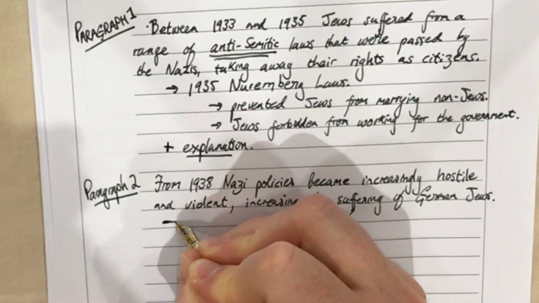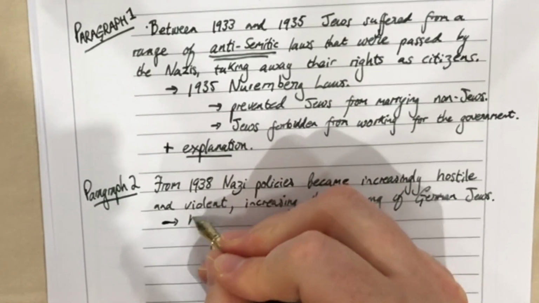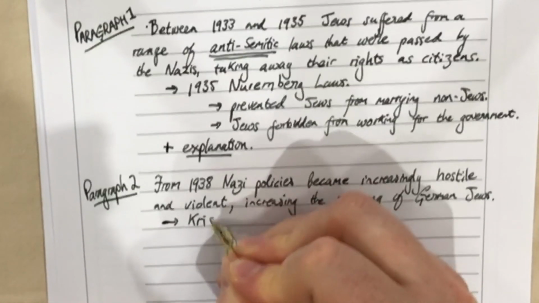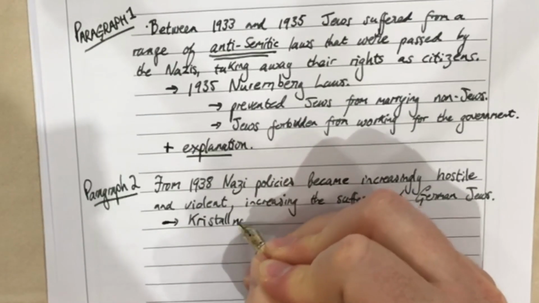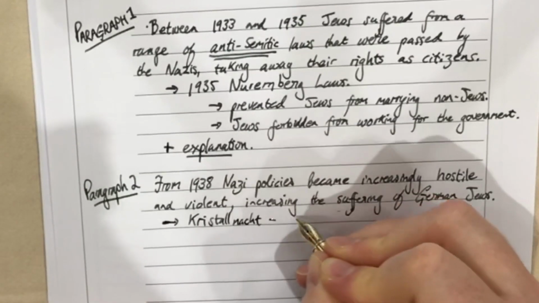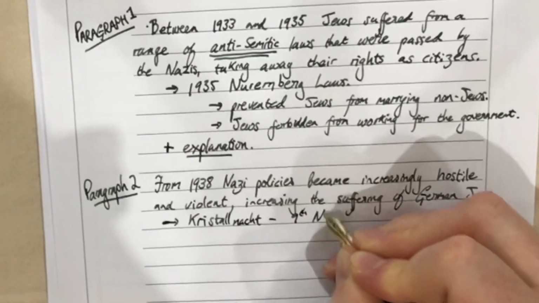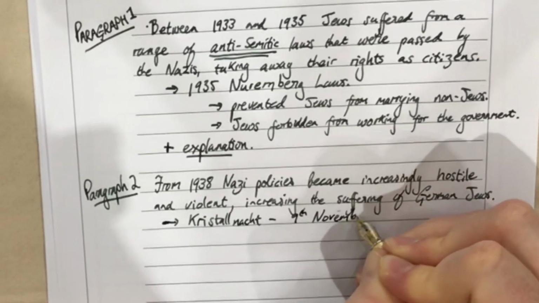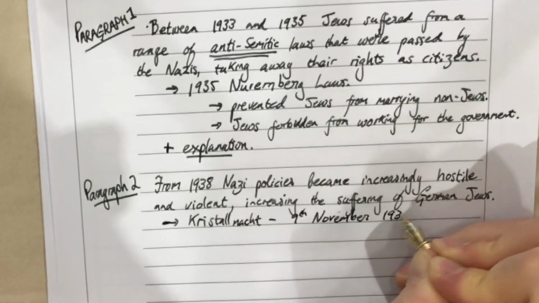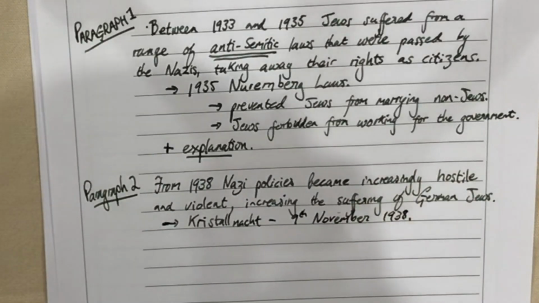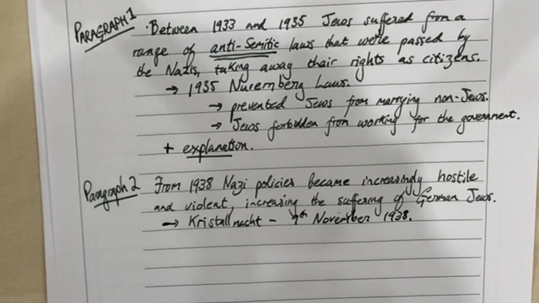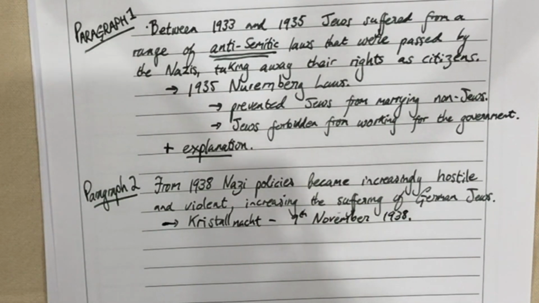My pen works, there we go. The events of Kristallnacht, the 9th of November 1938, where we could talk about the attacks on the synagogues and Jewish businesses and how they were made to pay 1 billion marks for the damage that was done against their own property.